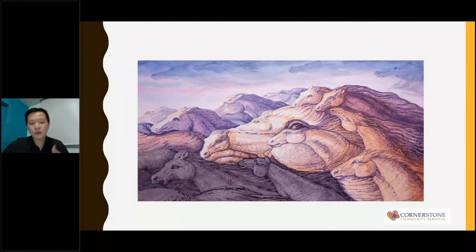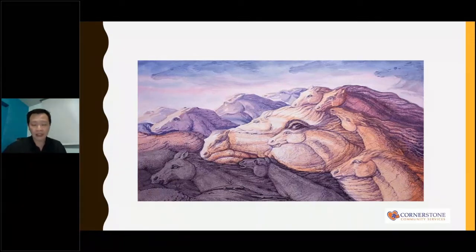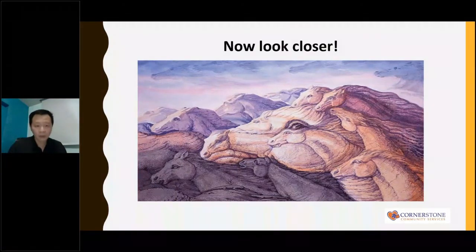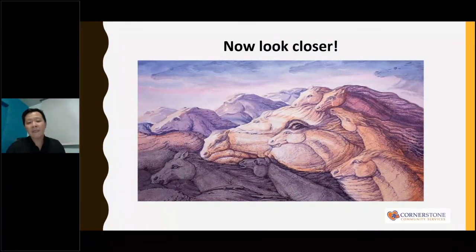If I asked you just now, what do you see? What is the first thing that you see? What's the impression that you have? Usually in a training, people will say, I see a horse, and then someone will say, no, I think I see more than one horse. I see a few, I see 4 or 5. But then when I flash it again and say now look closer, they realize there are actually more than 10 horses out there.